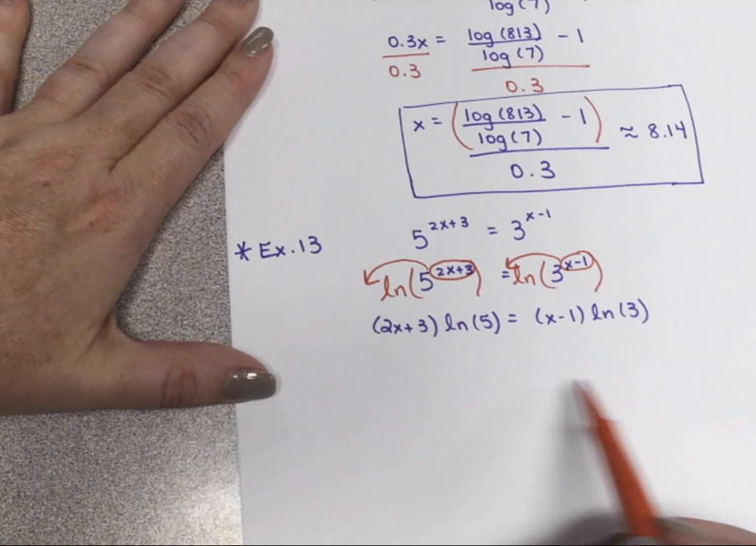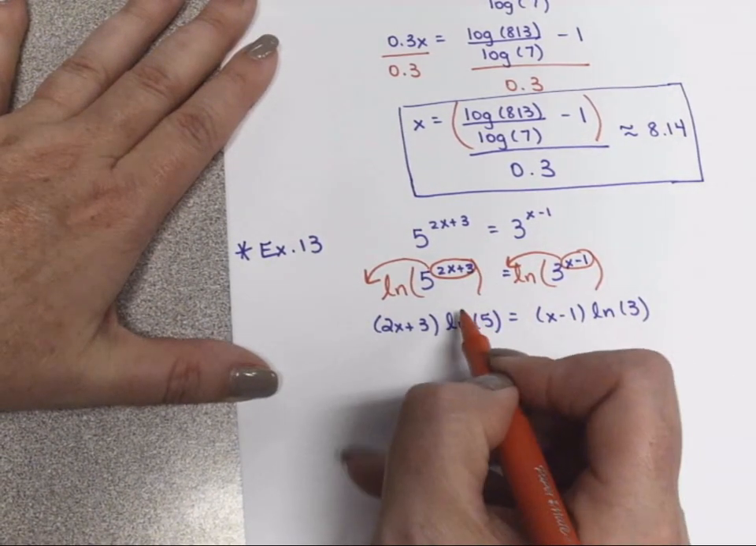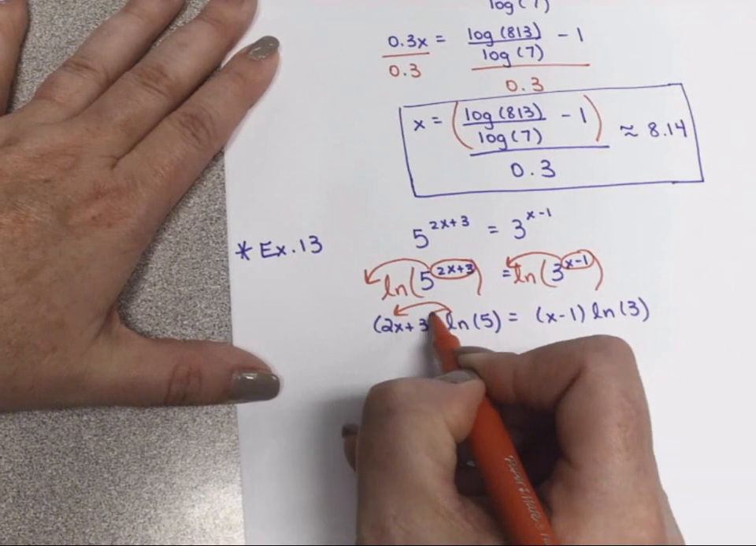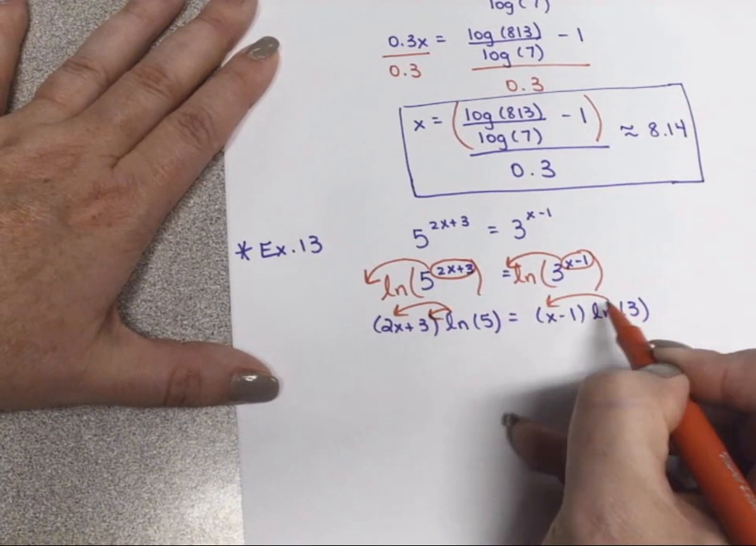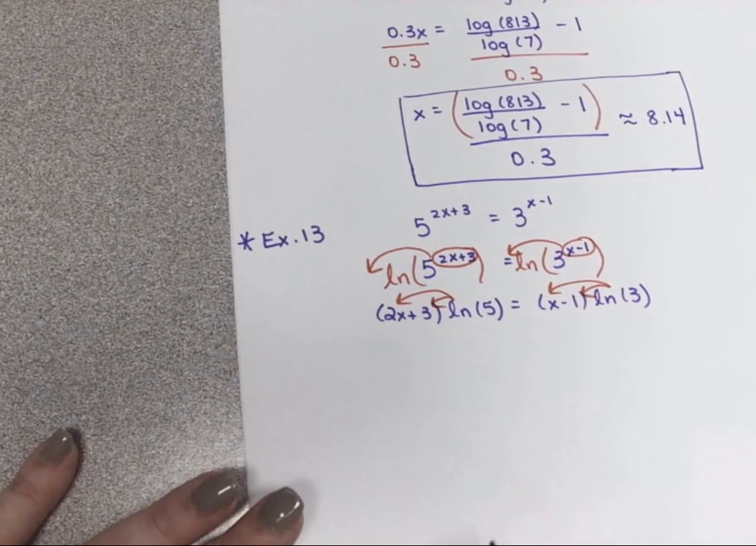So we just want to get the x's by itself. Just notice there's x's on both sides. So that's where it's going to be a little bit of a challenge. So I am going to have to use distributive property here on both sides. In other words, this ln of 5 is being multiplied by both of these things.